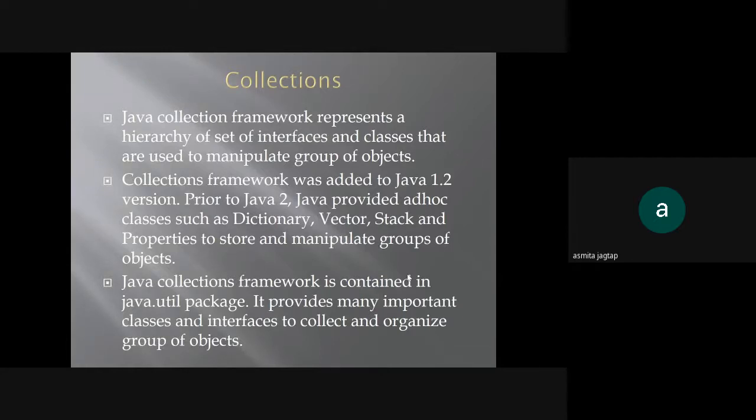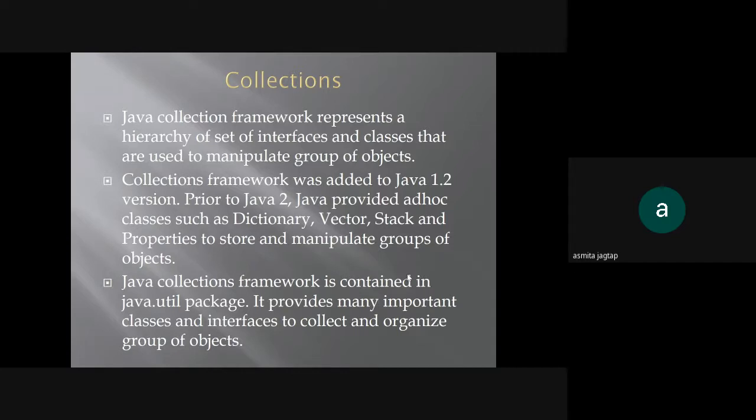Collections means data structure types. All these things are groups. When a group of objects is there and you are manipulating things on the group of objects, then the collections part comes in. Collection is a Java framework which represents a hierarchy of a set of interfaces. Group of objects means we have seen arrays, but an array is homogeneous. If you are declaring an integer array, it only stores integer values. But collection is not homogeneous, it can store anything.